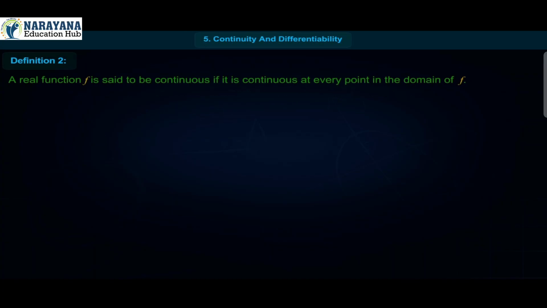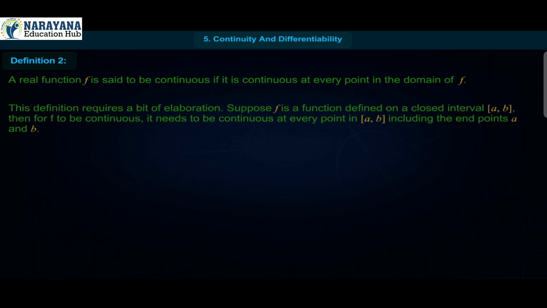Definition 2. A real function f is said to be continuous if it is continuous at every point in the domain of f. This definition requires a bit of elaboration. Suppose f is a function defined on a closed interval a, b. Then for f to be continuous, it needs to be continuous at every point in the closed interval a, b, including the endpoints a and b.